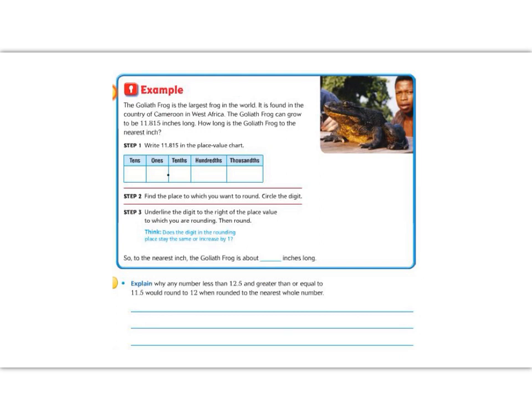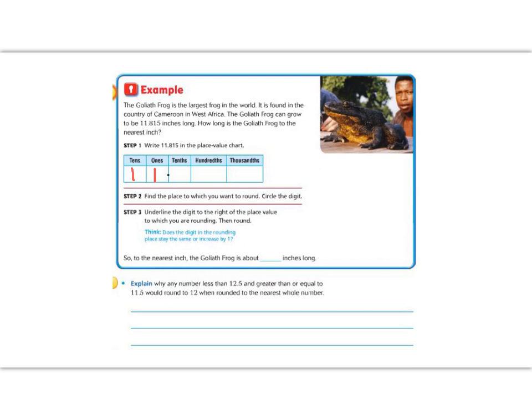Now we're going to talk about a big frog. The Goliath frog is the largest frog in the world. It is found in the country of Cameroon in West Africa. The Goliath frog can grow to be 11 and 815 thousandths of an inch. How long is the Goliath frog rounded to the nearest inch? The first thing that we want to do is write our number 11.815 in a place value chart.